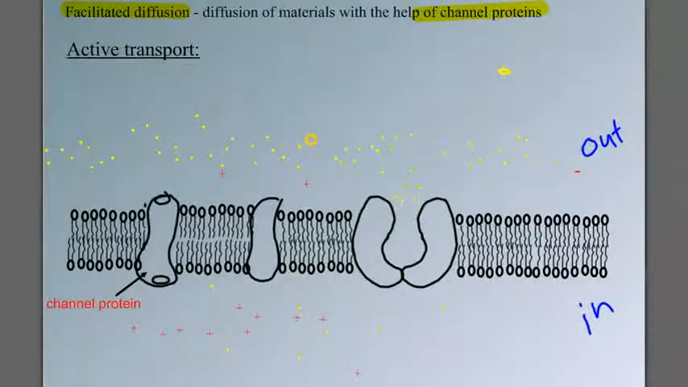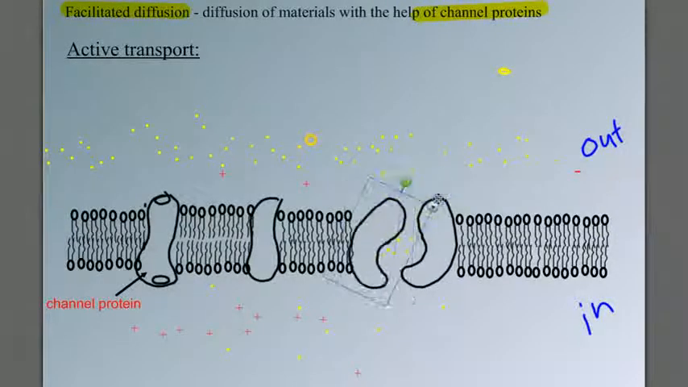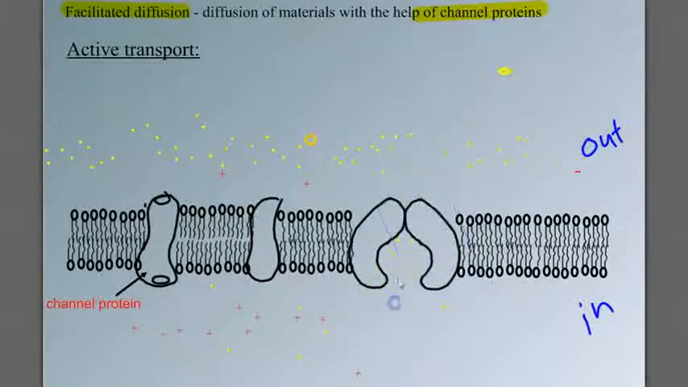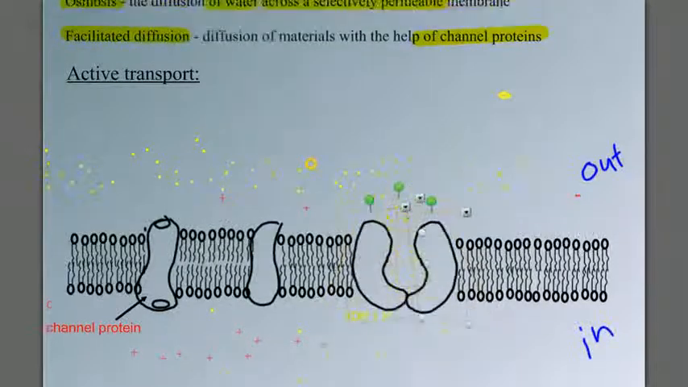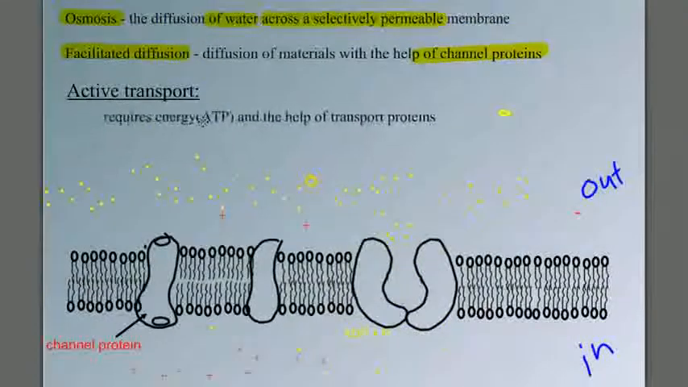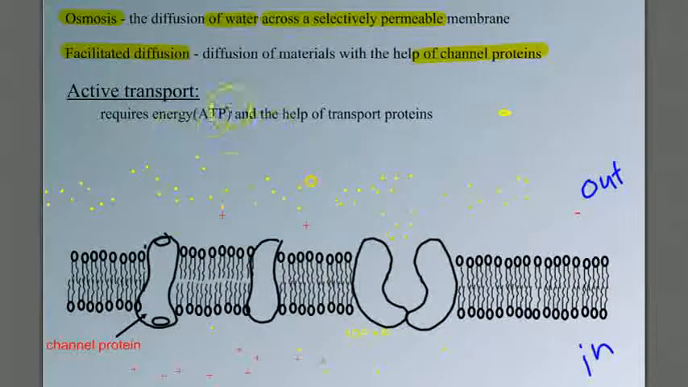Now, that movement is going to require the input of energy. So let's pull these guys back in here and back it up and show the input of that energy. Let's follow what might happen. Molecules move in, we get an input of energy from ATP, which causes the proteins to change shape. Again, we call this active transport. It requires ATP and the help of transport proteins.